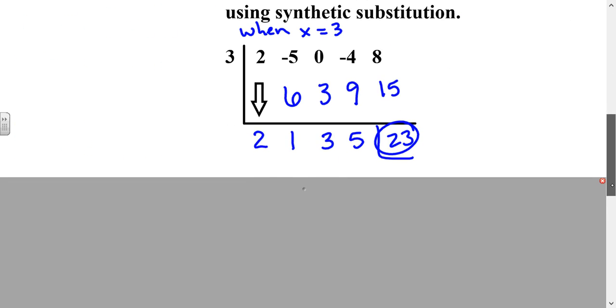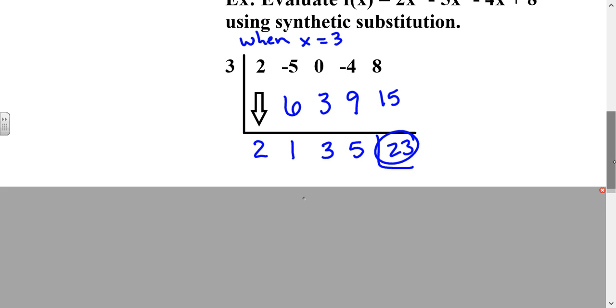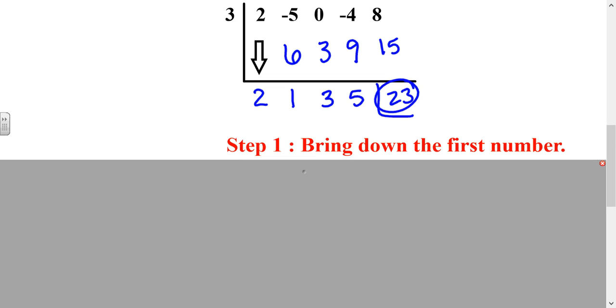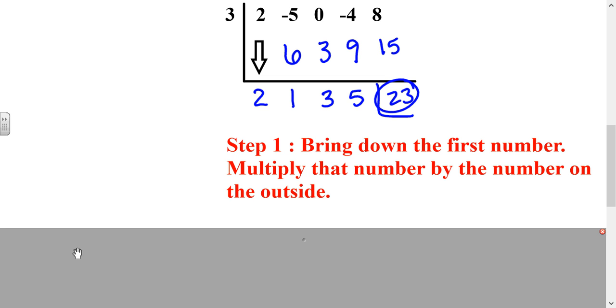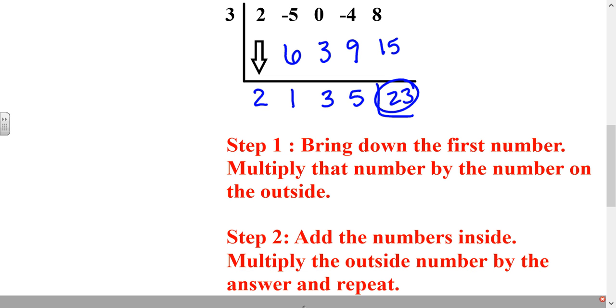So I like synthetic because I feel like it can be very fast, but you have to make sure that you don't make the same mistake I did, and you have to plug in a 0 if there's any exponents missing. Okay, let's try one more example of that just for practice. I've also written the steps on here, so if you want to include these in your notes, feel free to pause the video and write these down.